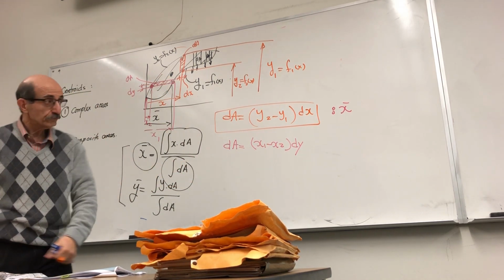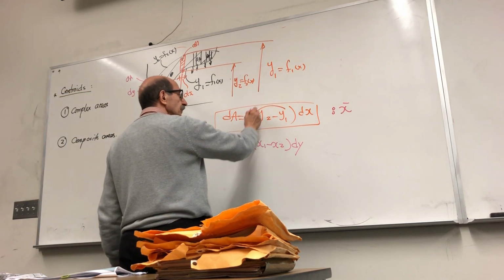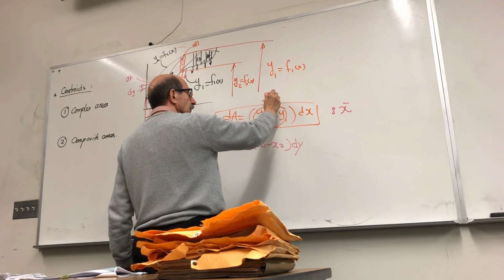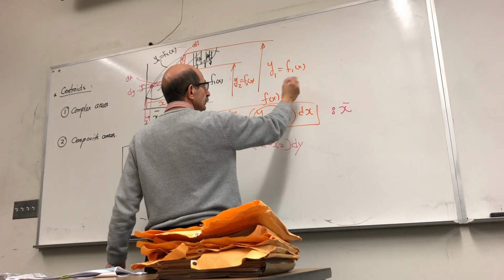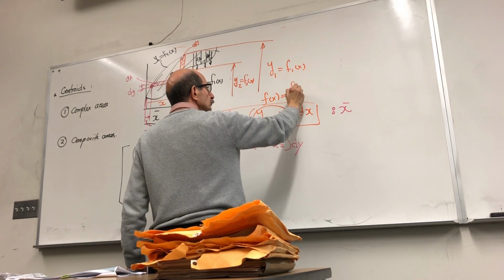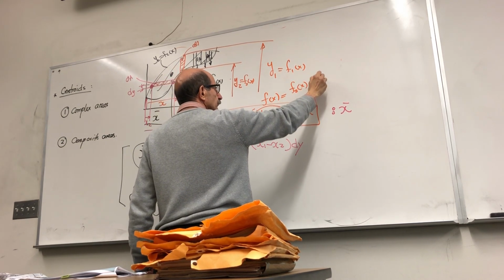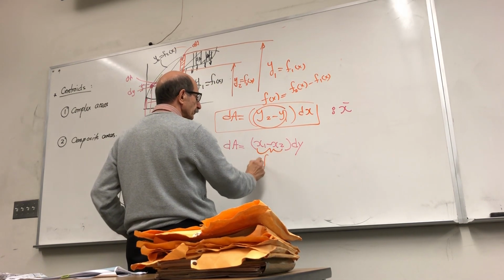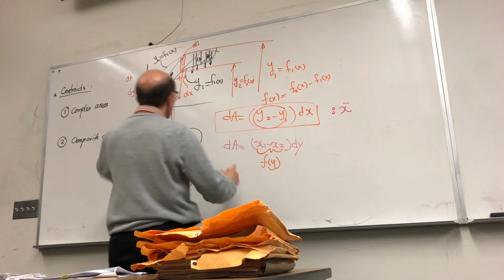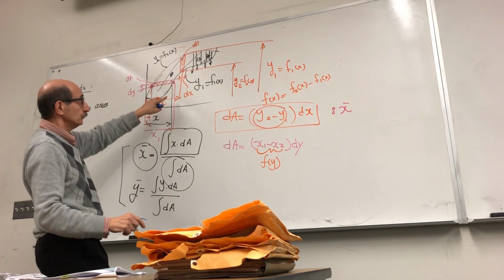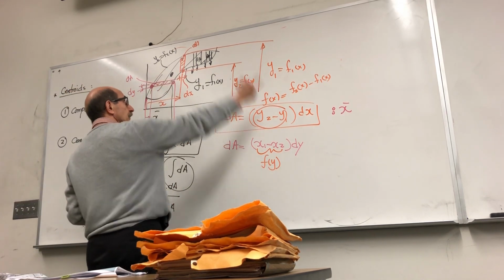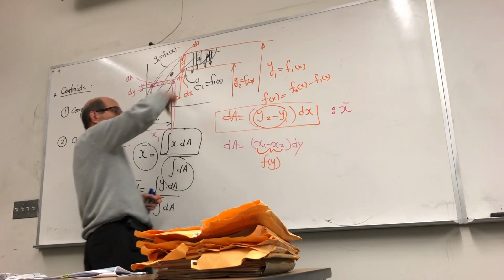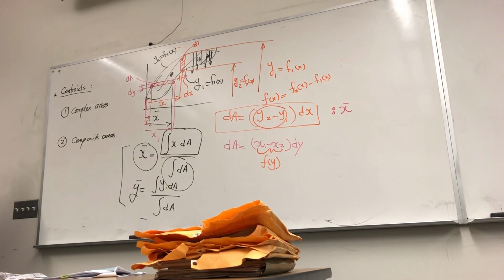So in other words, this is a function of x, because it is f2 of x minus f1 of x. Here, this should be a function of y. So from the first integral of a function, you find x in terms of y, same thing with the second one, put it there, and you have dA in that case.